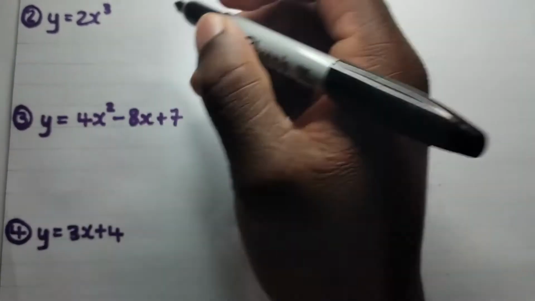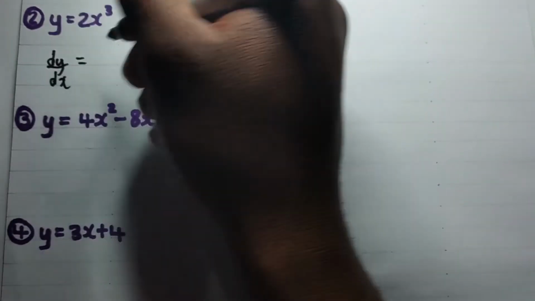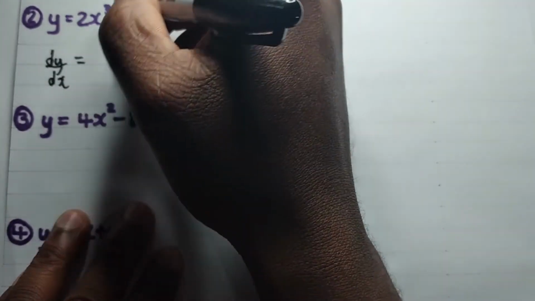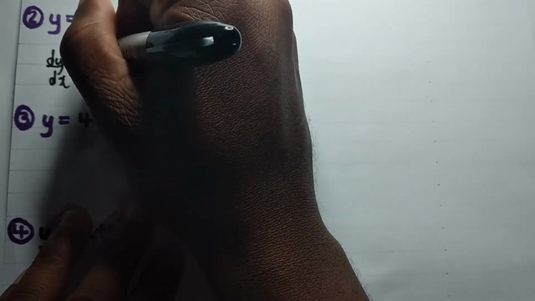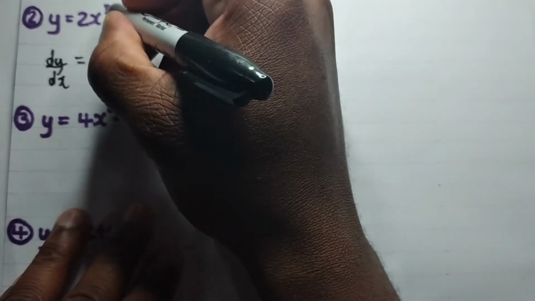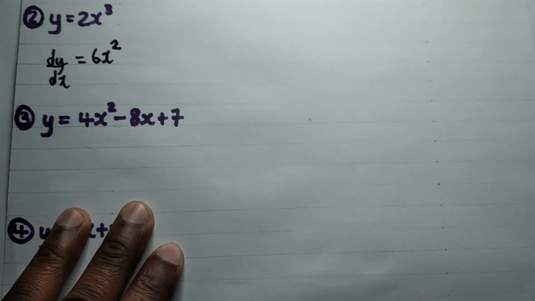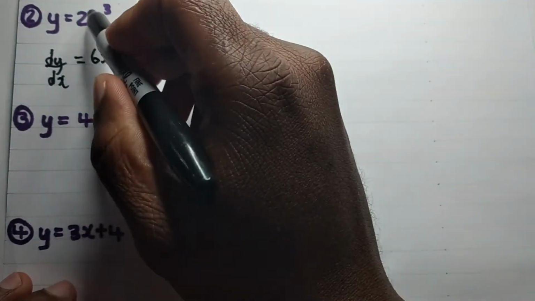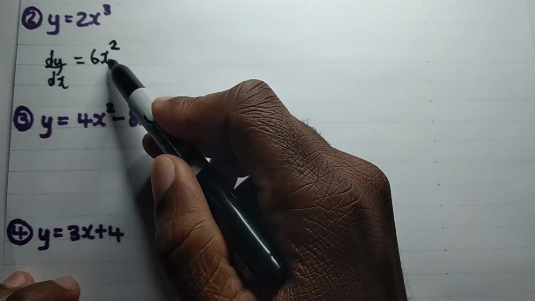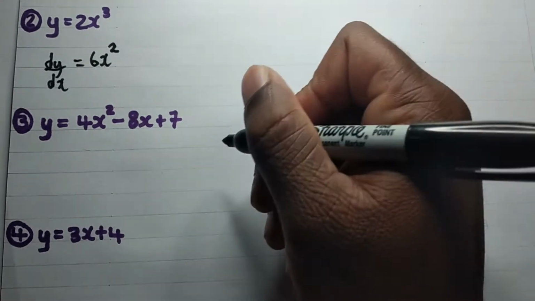Looking at this one, dy by dx, the differential of this, would be equal to, again we multiply the function by the power, so 3 times 2 gives us 6. So we have 6x, and then we subtract 1 from the power, 3 minus 1 gives us 2. So the differential of 2x to the third power is the same thing as 6x squared.